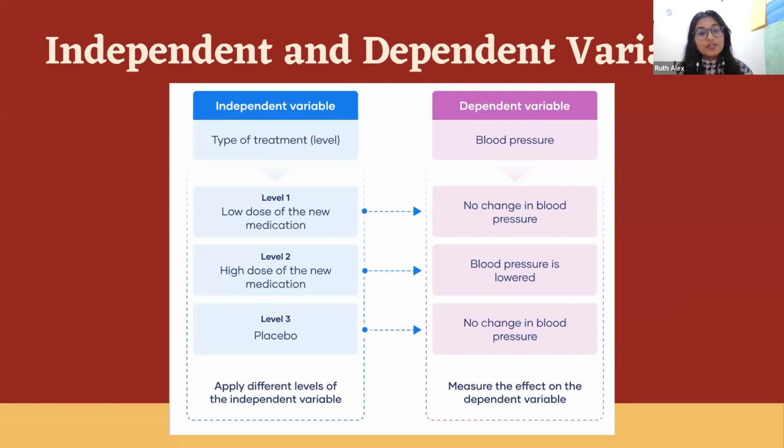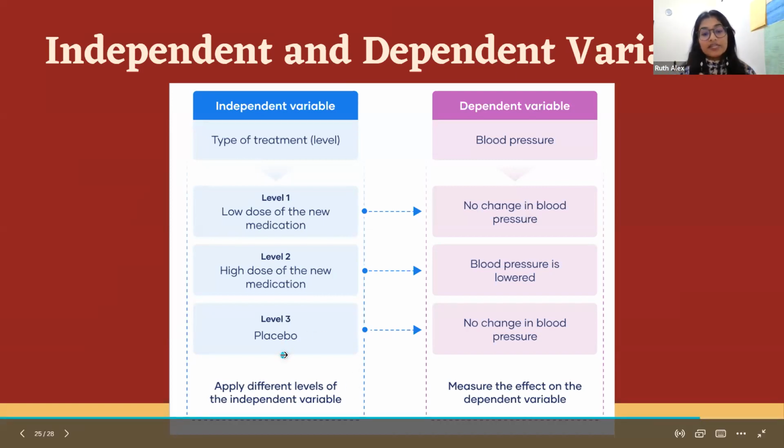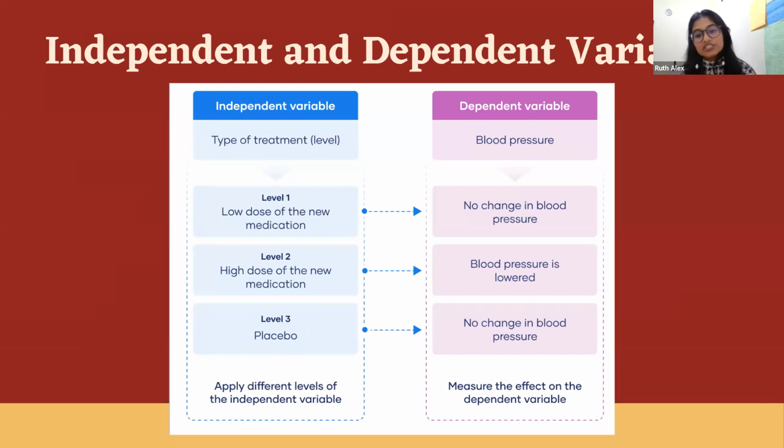So my independent variable that I'm changing here is the dose of my drug. And another thing is I give the patient a placebo, which causes no change in blood pressure. So what is changing here is blood pressure because of the drug that I'm giving. So I can apply different levels of the independent variable, and then I get to measure the effect on the dependent variable.